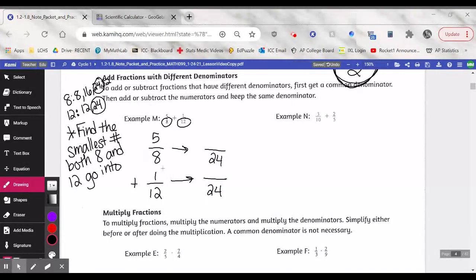So I want to think, what can I multiply the current one by so that I get 24? So if I multiply it by 3, that would work. So do the same to the top. 5 times 3 is 15. Now we're going to look at the bottom. We're going to think 12 times what is 24? And times 2. So do the same to the top. Okay, now we can add these, and if we add those together, the top is 17 and the bottom stays 24.